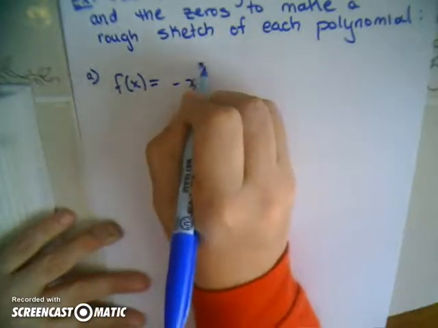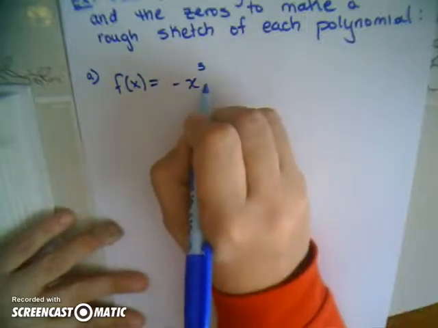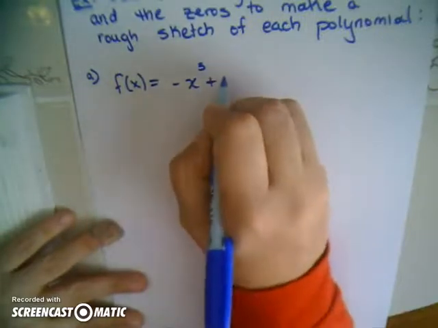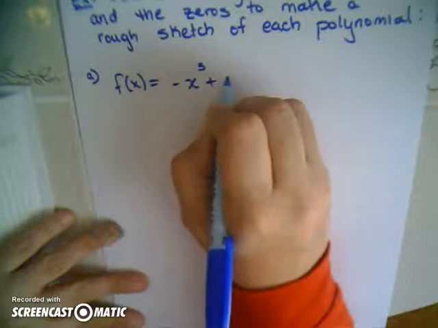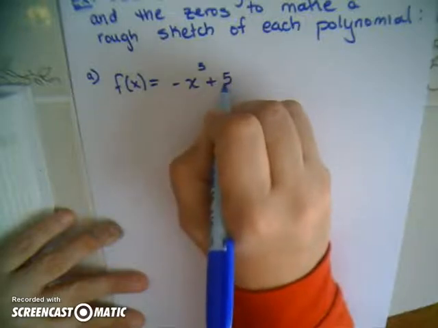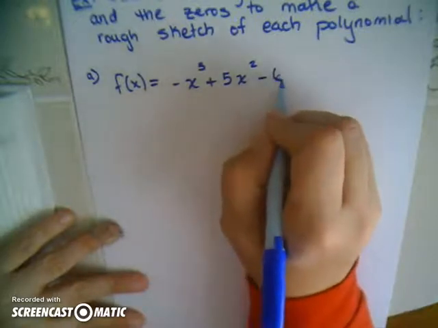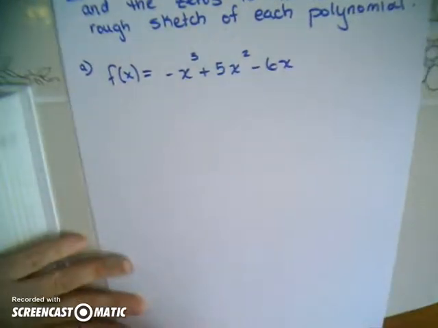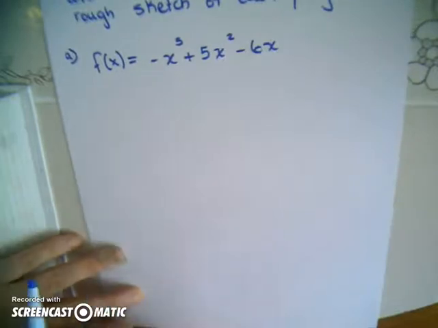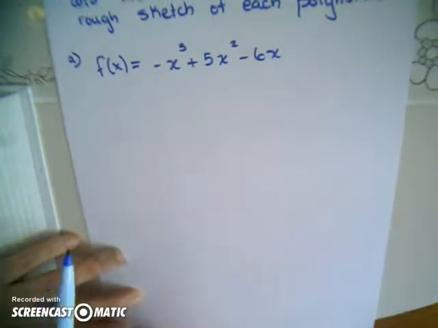negative x cubed plus, let's say, 5x squared minus 6x. We want to make a rough sketch of that polynomial without using our calculator.